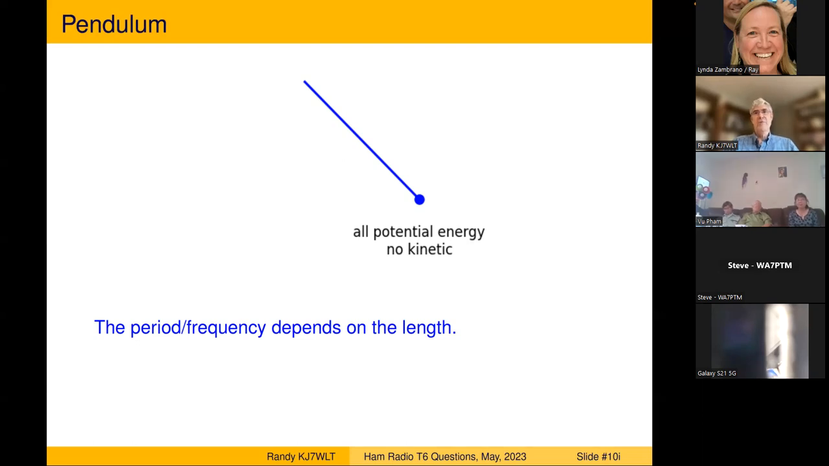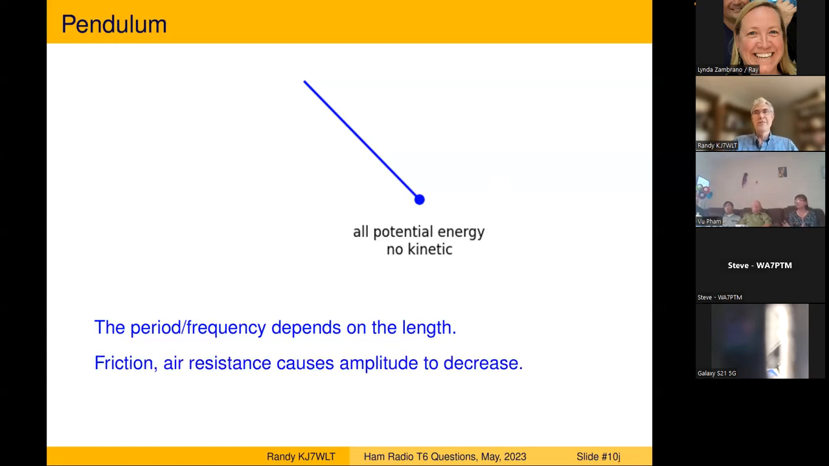So another thing we know from pendulums is that the frequency with which the pendulum goes back and forth, or the period, the time it takes to go back and forth, depends on the length. If you make it shorter, it oscillates more quickly. If you make it longer, it goes more slowly. And so if you could adjust the length of the rope here, you can adjust how fast it goes back and forth.